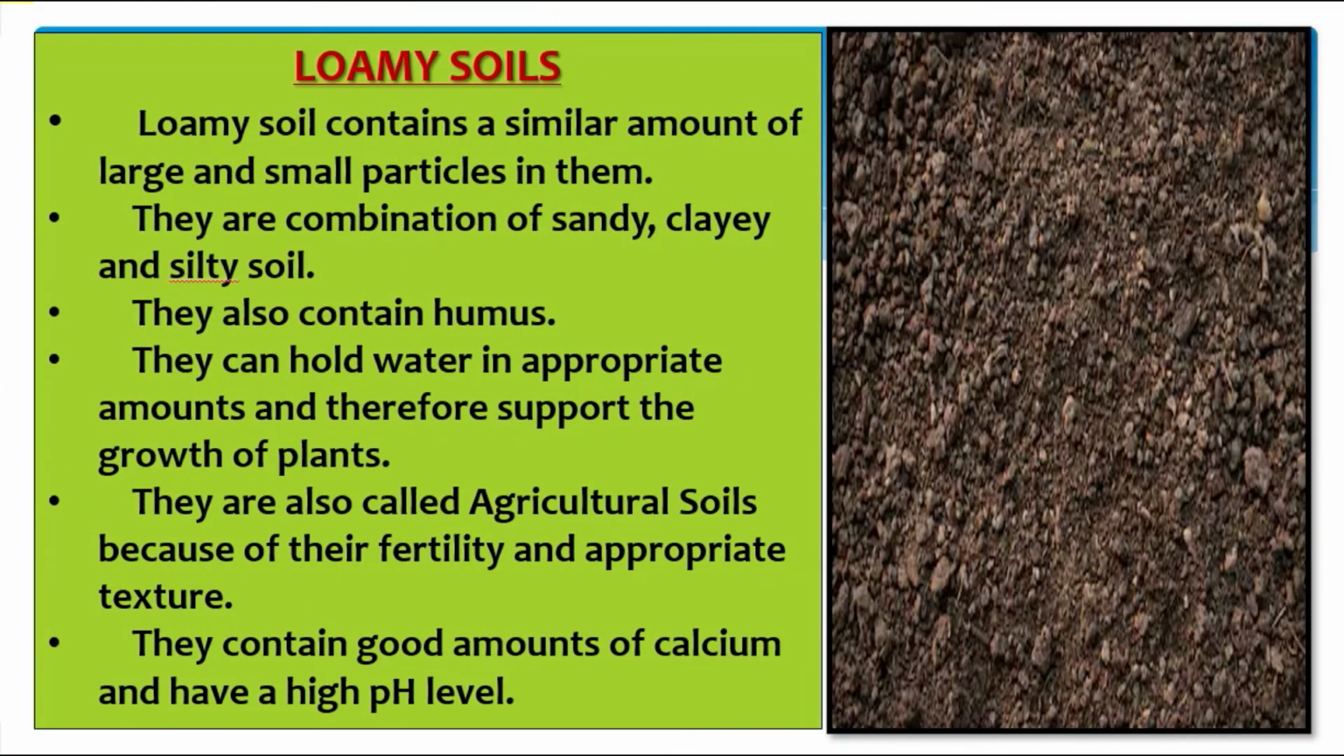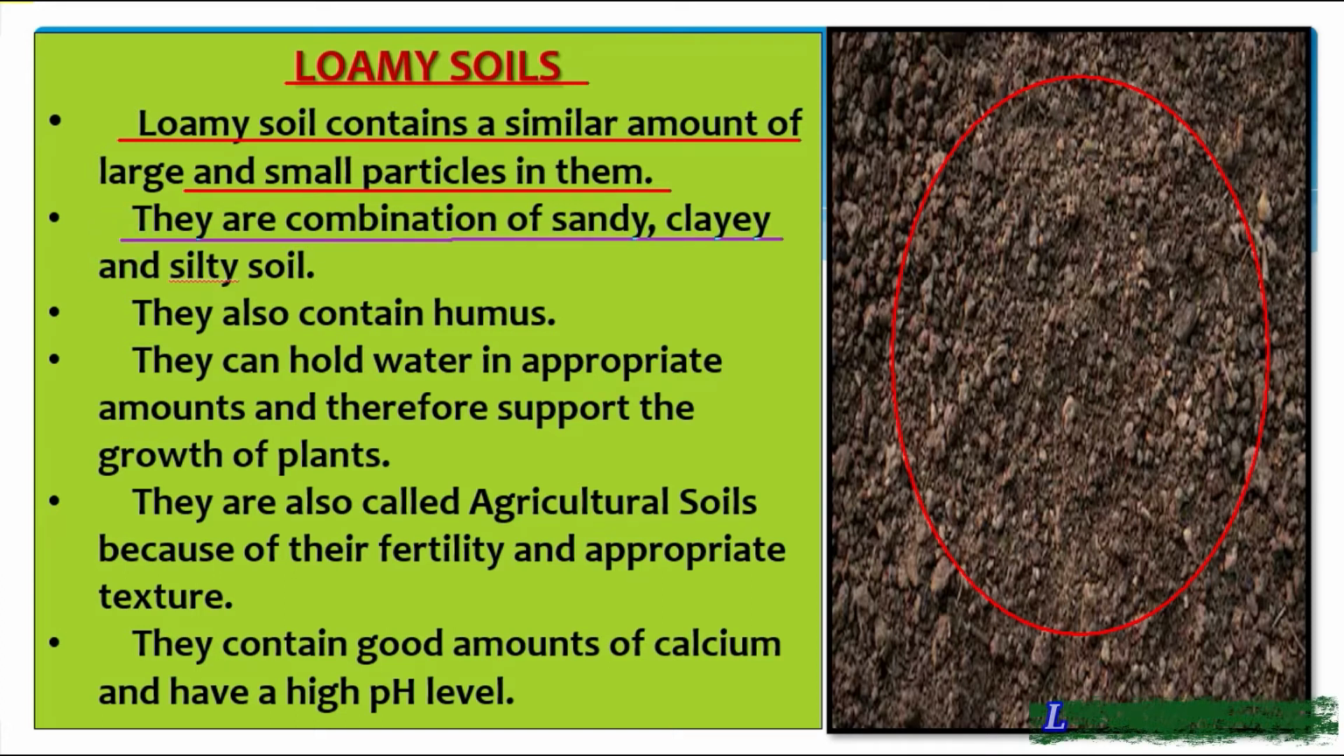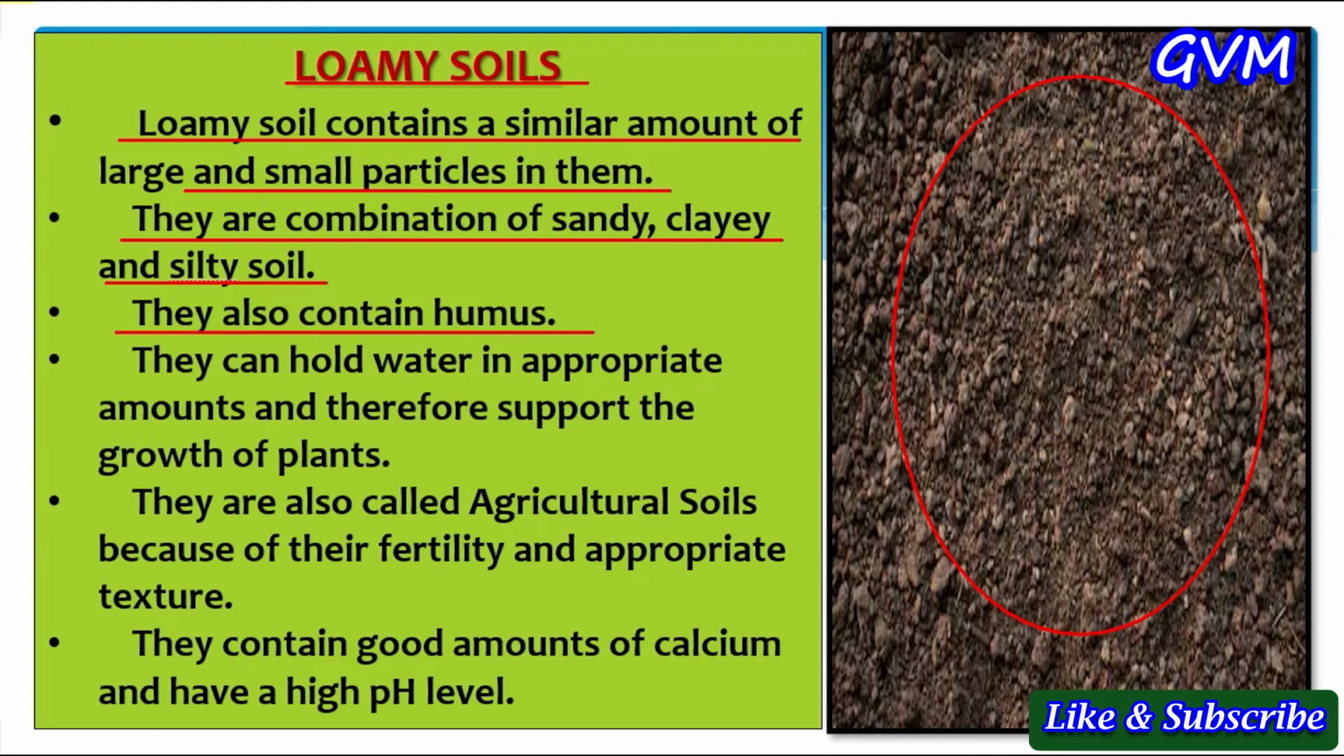Now students, the next kind of soil is loamy soil. Students, this loamy soil contains a similar amount of large and small particles in it. Means to say, it contains both large and small particles in equal proportion. Or we can say that the loamy soil is a combination of sandy, clay and silty soil. Now, the next important fact about loamy soil is that it also contains humus.